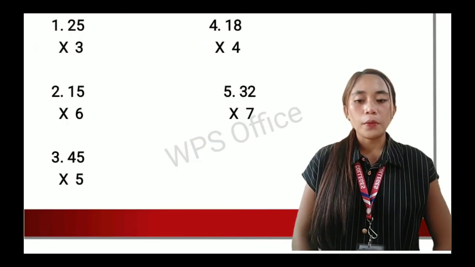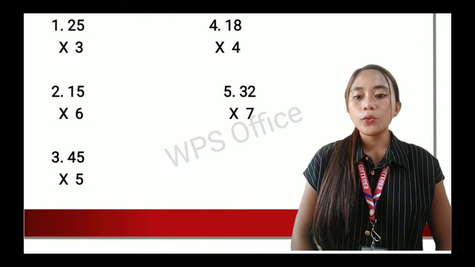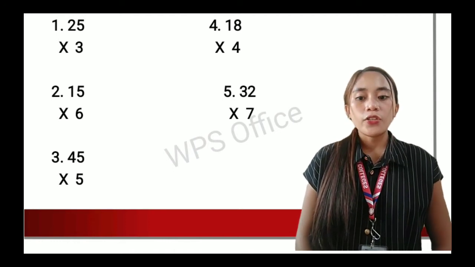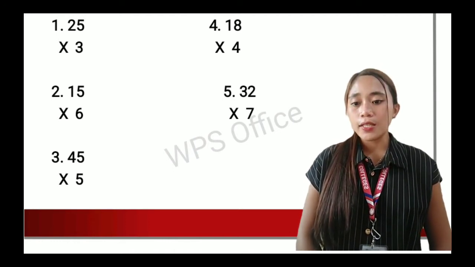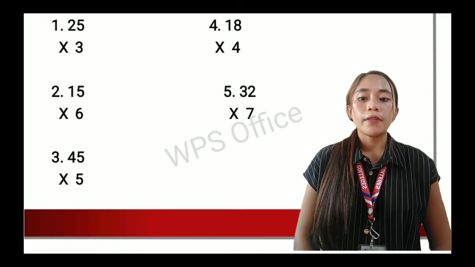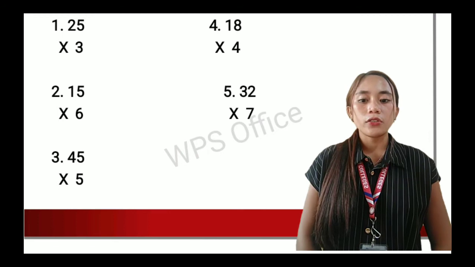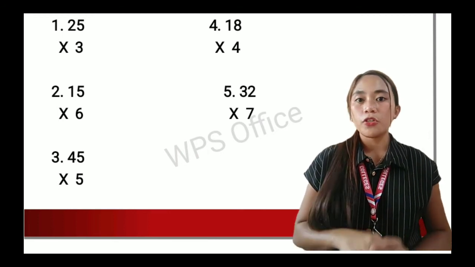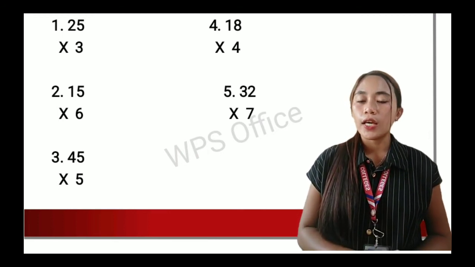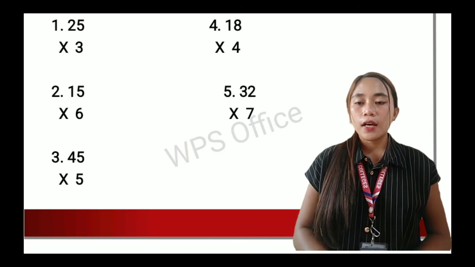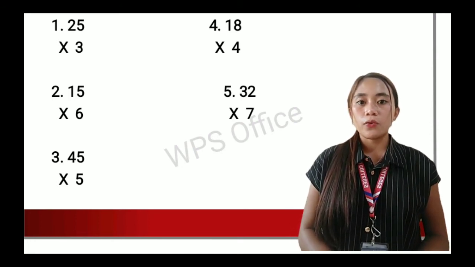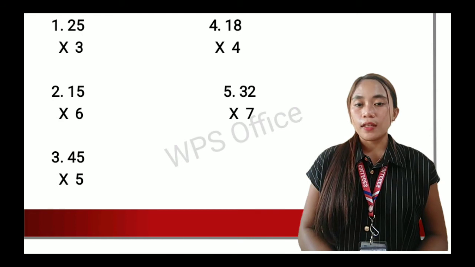Give the product of the following. Number 1, 25 times 3. Number 2, 15 times 6. Number 3, 45 times 5. Number 4, 18 times 4. And the last number is 32 times 7. So, just take a picture of your answer and send it to our GC. When I say pass, everybody would pass so that it serves you as attendance.